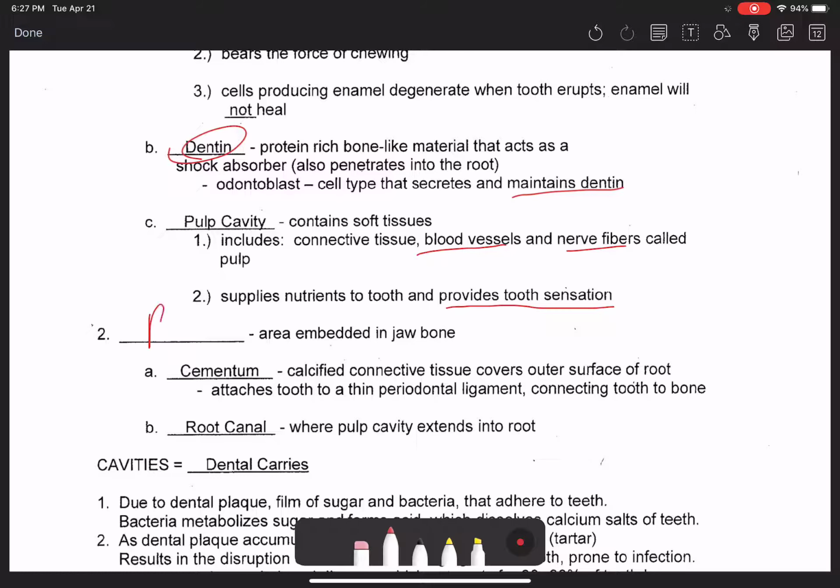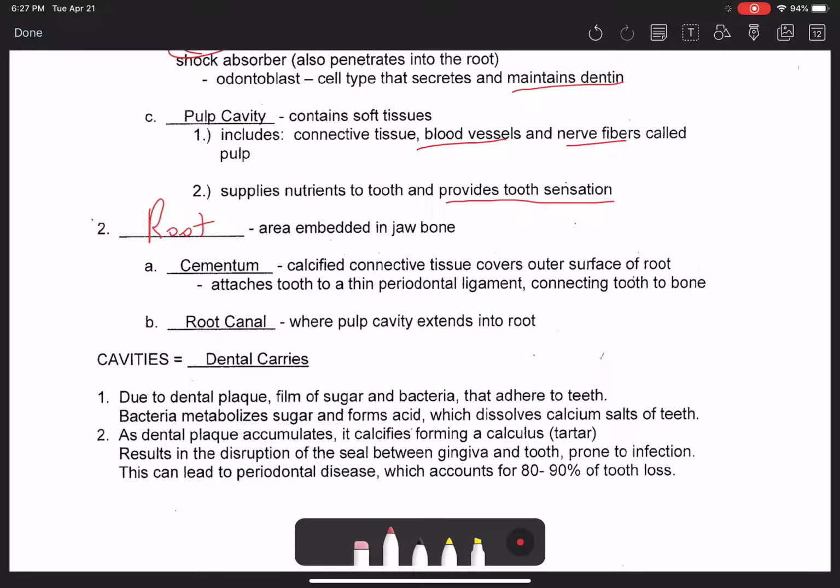Then let's talk about the root of the tooth. So the root is the area embedded within the jawbone. It's completely outlined by cementum. Cementum is just the calcified connective tissue that covers the outer surface of the root, and then attaches the root to the very thin periodontal ligament, which I drew in for you with purple marker color, and that helps attach ultimately the tooth to the surrounding jawbone. The root canal is just the extension of the pulp cavity down into the root.